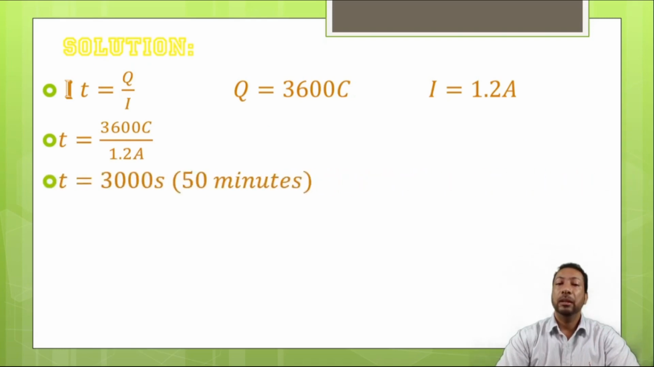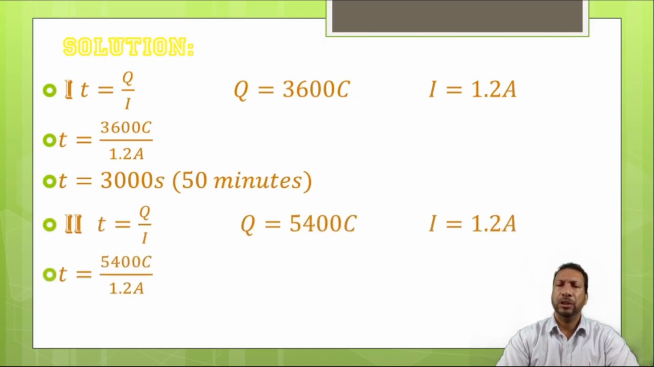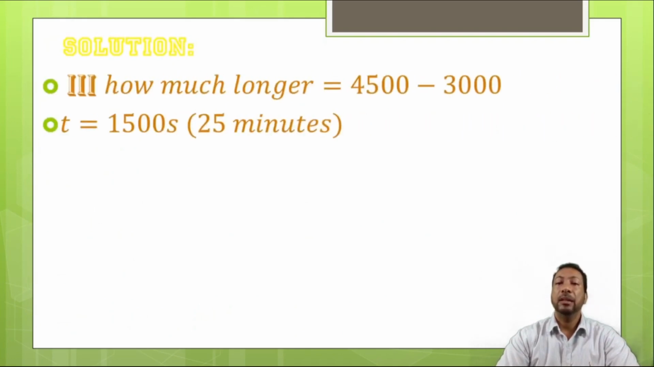Substituting, we will then calculate the time to be 3,000 seconds, or in other words, 50 minutes. Part 2 is pretty much the same, but we instead get 4,500 seconds, which is 75 minutes. Part 3 is simply to find the difference between these two values. So that will give us 1,500 seconds or 25 minutes. So an advantage of the new battery is it can take a bigger charge and hence last longer. But also the disadvantage is it takes longer to charge.